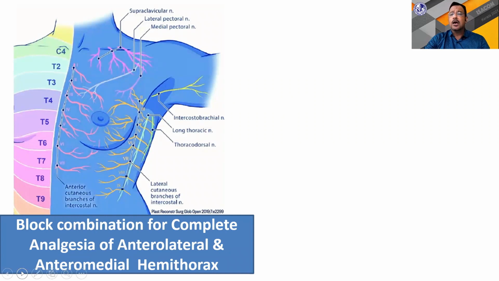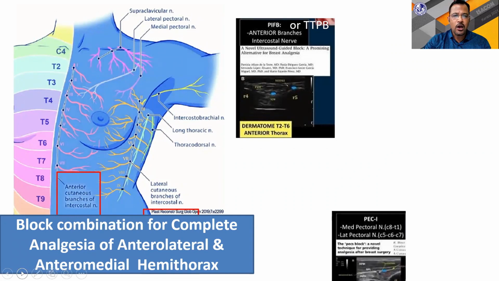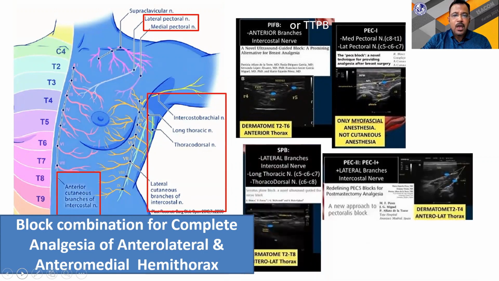So what are the options you have for a block combination for the complete analgesia of the anterolateral and anteromedial hemithorax? First, if you want to block the anterior cutaneous branches of the intercostal nerve, you can use any of the anteromedial blocks like the pectointercostal fascial plane block or transverse thoracic plane block. For the lateral pectoral nerve and the medial pectoral nerve blockade, you can use a PEC1 block. For the intercostobrachial nerve, long thoracic nerve, thoracodorsal nerve, and the lateral cutaneous branch of the intercostal nerve, you can use either the serratus plane block or a modified PEC2 block.